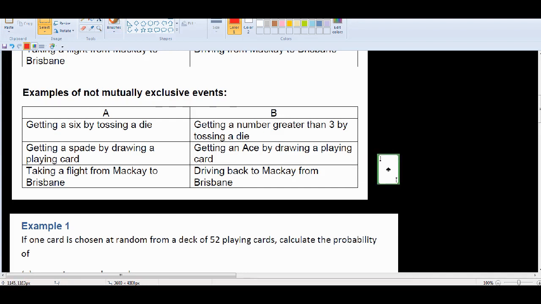Okay. So that's a spade and also an ace. All right. Okay, so it's not mutually exclusive. You can have them both have that. You can have them at the same time.